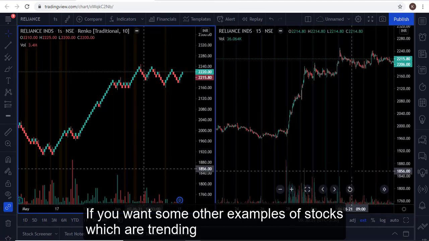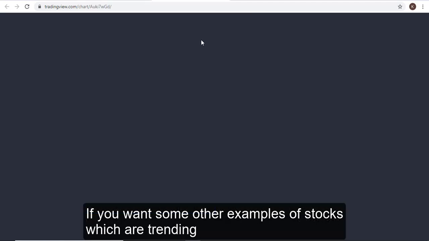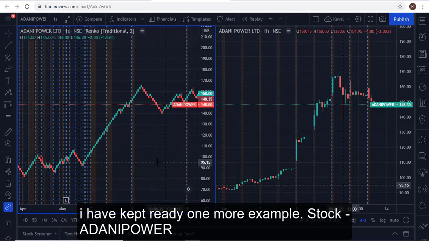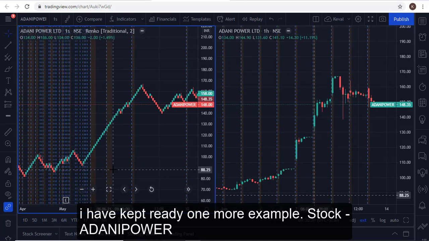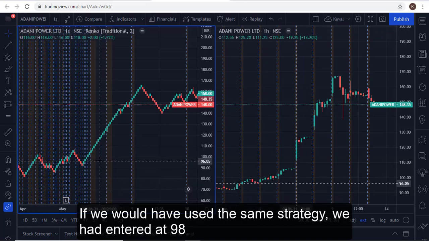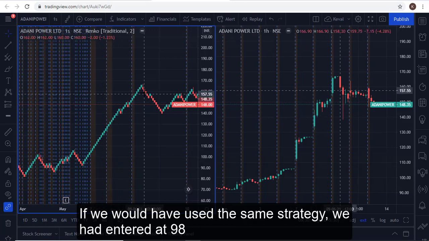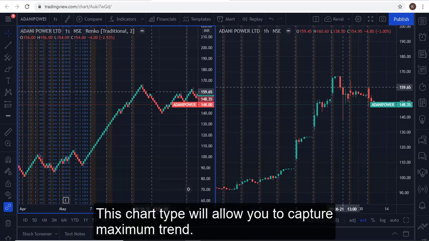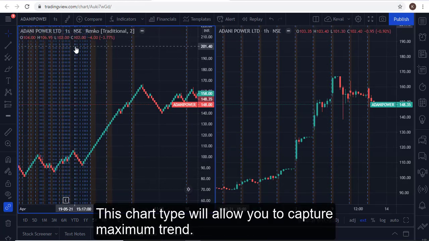If you want some other example, for stocks which are very trending, I have kept ready an example of Adani Power. What I have kept is a box size of 2 and a time of 1 second, and this is what I got. If we would have used the same strategy, we would have entered at 98 and exited at 159.65. So this chart type will allow you to capture the maximum of the trend.